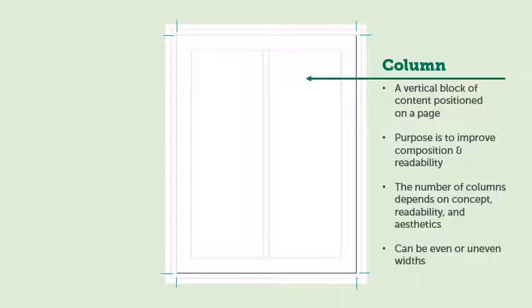This screen grab is showing you a 2-column page. The purpose of columns is to improve the composition and the readability. And the number of columns really depends on your design concept, readability factors, and again, the aesthetics of the design. You can have even columns or uneven column widths within a document.